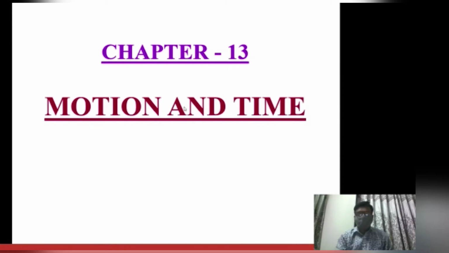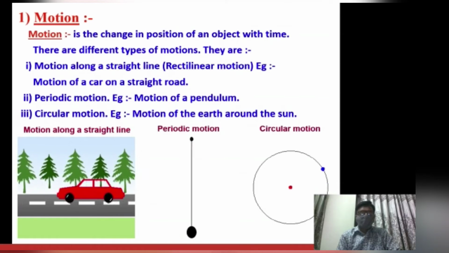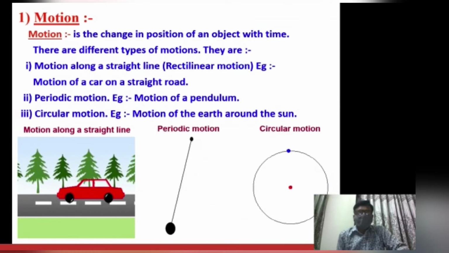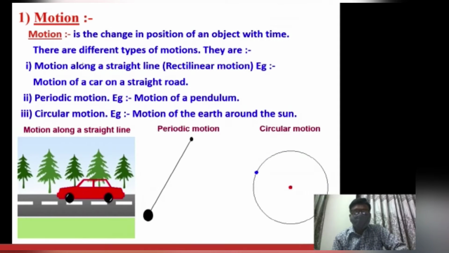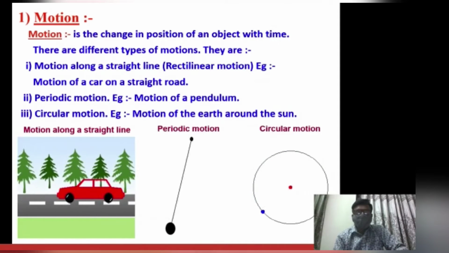Good evening students, today we will discuss motion and time. Module 1. What is motion? Motion is the change in position of an object with time. There are different types of motions.